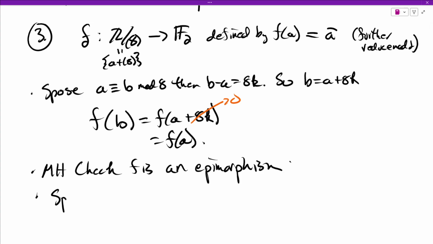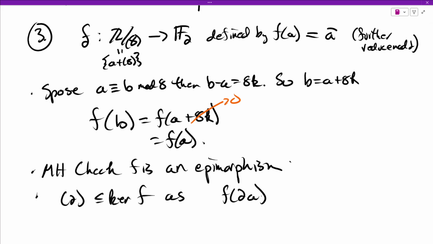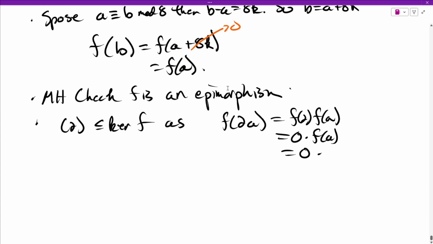Certainly, let me say this first: the ideal generated by 2 is in the kernel of f. Because if you have a multiple of 2, f is a homomorphism, so that's f of 2 times f of A, and f of 2 is 0 in F2. So we get 0. All right, so that's showing that it's in the kernel.